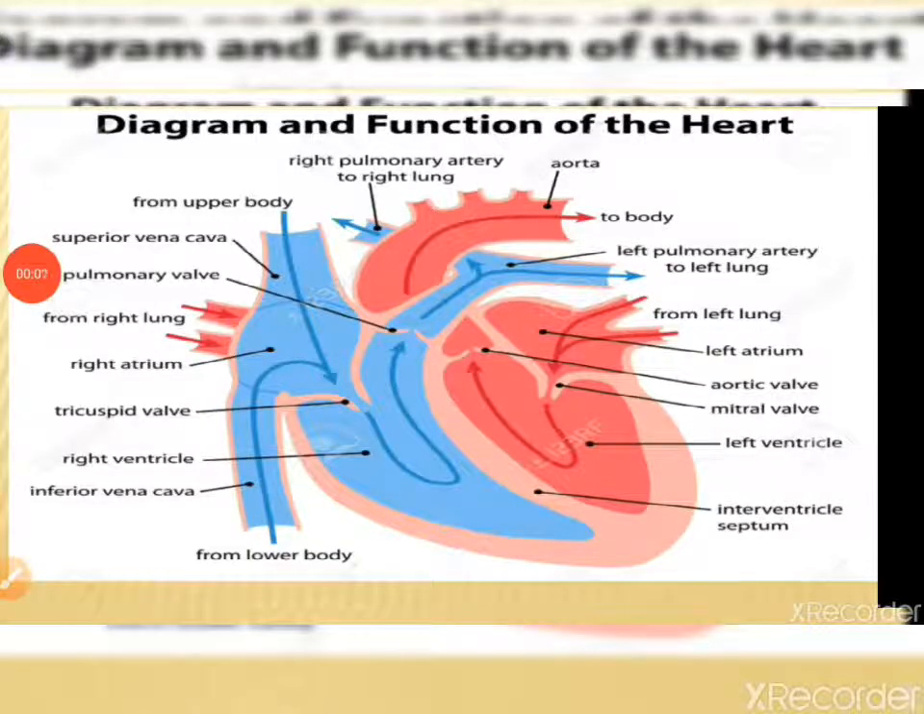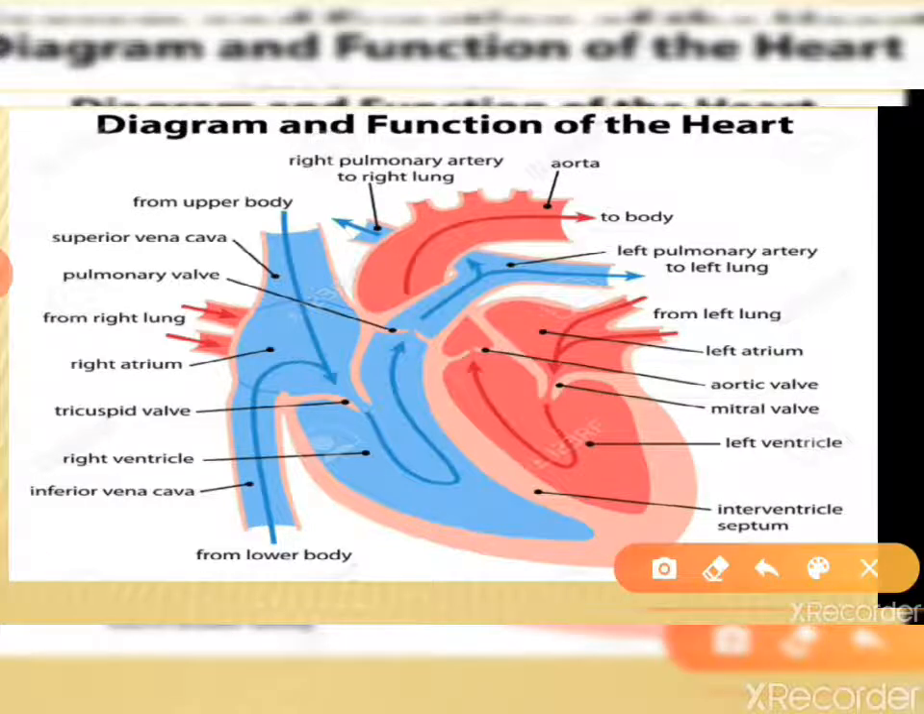Now we will study the diagram and function of the heart in detail. As you can see over here, the heart is divided into 4 chambers. The upper 2 chambers are called atrium and the lower chambers are called ventricles. Right atrium, left atrium, right ventricle and left ventricle.